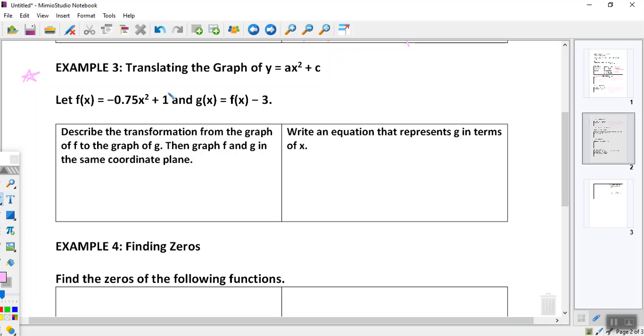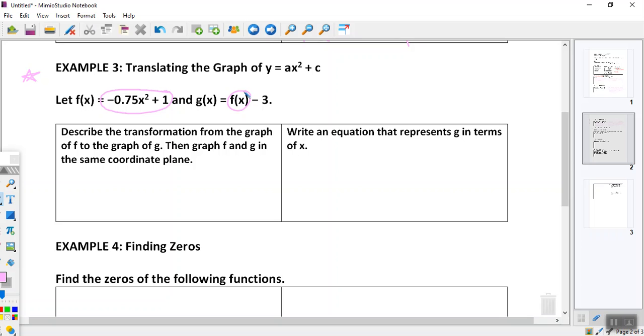Well, guys, f was this whole function right here. It's basically saying take this function f and do what, kids? Subtract what? 3. So when it says, describe the transformation, what's this minus 3 going to do to this original function here? What's a minus 3 on the end going to do to our function? That's like our plus c on the end. Yeah, it's going to move it down 3 units.